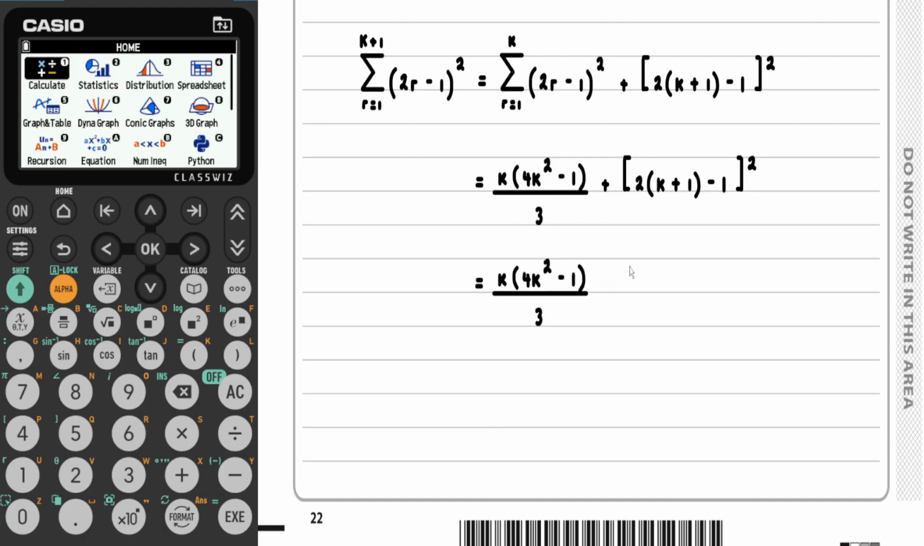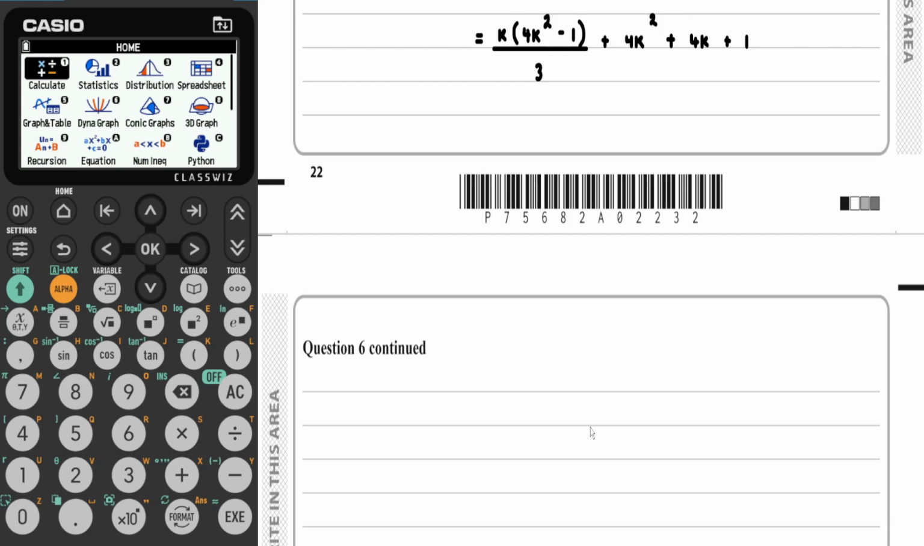So this term stays the same, and then 2 times k plus 1 subtract 1 squared, that is the same as 2k plus 1 squared. So this term stays the same, and 2k plus 1 squared, that is 4k squared plus 4k plus 1. This term stays the same, and I'm going to rewrite this so that we've got a denominator of 3, and so for the numerator we'd have 12k squared plus 12k plus 3. This simplifies to 4k squared plus 4k plus 1.